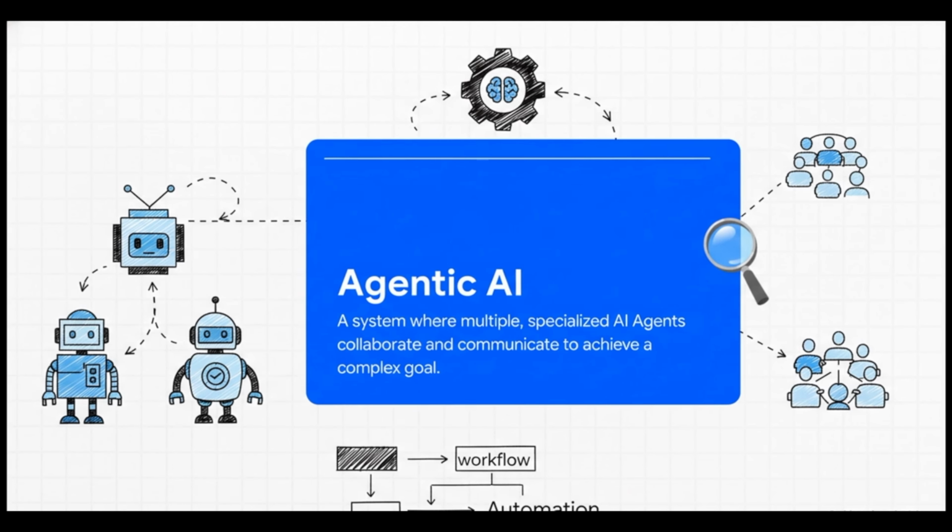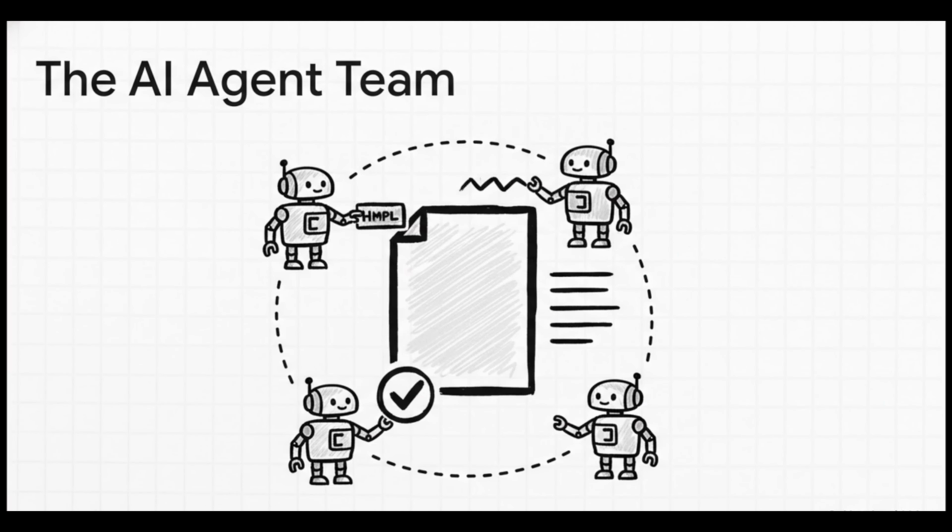And this brings us to the crucial point. Agentic AI is not about one super smart AI doing everything. It's about building an AI team. It's a whole system where you have multiple specialized AI agents all collaborating and communicating with each other to tackle that big, complex goal. So for our blog post project, the AI team might look something like this.